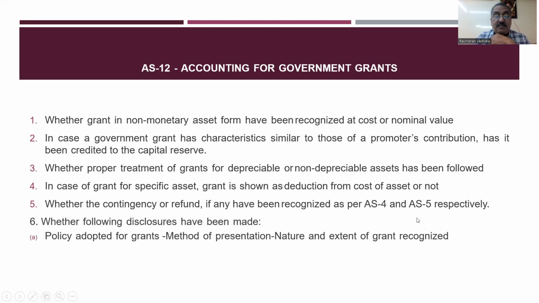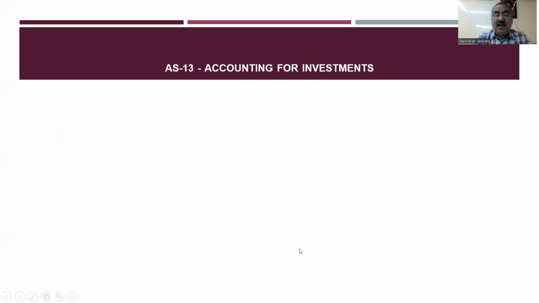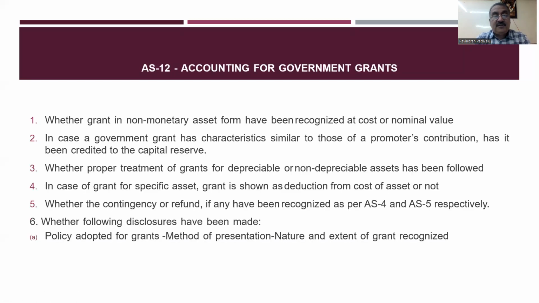Whether the following disclosures have been made: specifically, the policy adopted for grants. For this, please refer to the government scheme, where the government has clearly spelled out the policy and the way in which they are going to sanction the money to the company. Everything has to be clearly mentioned in the circular. So that point you have to see, and the nature and extent of the grant. So what is the total amount sanctioned, and for what purpose have they sanctioned? Everything has to be clearly mentioned in the circular, and this you have to see. This is with reference to accounting for government grants.